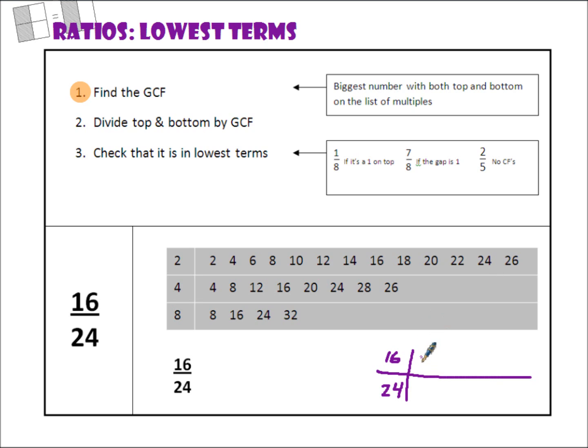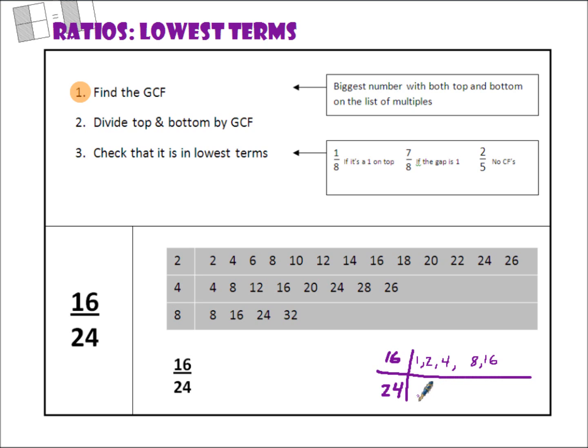So 16, we always start with 1 and the number itself. So we have 1 and 16. Then it's even, so I know that 2 will also be a factor. 2 times 8 would make 16. Now 3 won't work, but 4 will. And in fact, 4 times 4 is 16. So that means my factor list is finished.